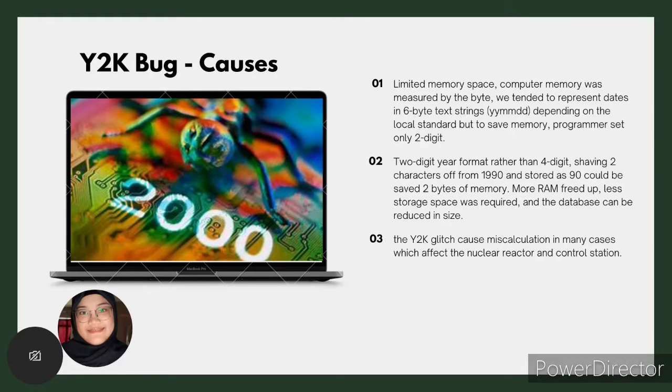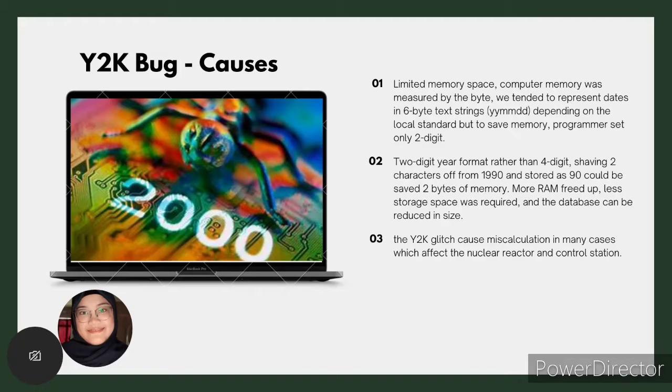My name is Afiqah Binti Asnan and I will tell you about the Y2K bug's causes. It is because of limited memory space. Usually, when we present a date in a 6-byte text string, in order to save memory, programmers set only 2-byte text strings. So it could save more characters and save more bytes of memory.